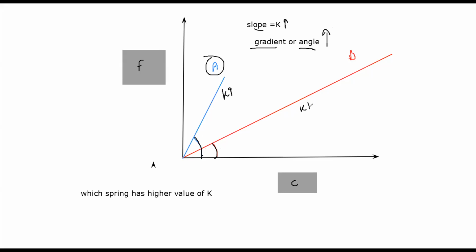Which spring is difficult to stretch, A or B? A higher value of K means difficult to stretch. So A has a higher value of K and A is difficult to stretch. When materials are difficult to stretch, we also use the term stiff. So which is stiffer? A is stiffer than B.